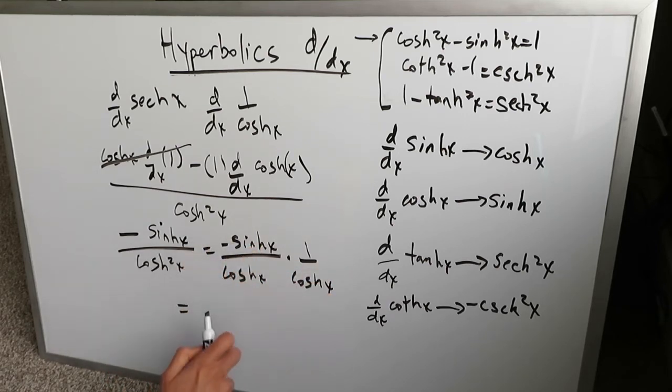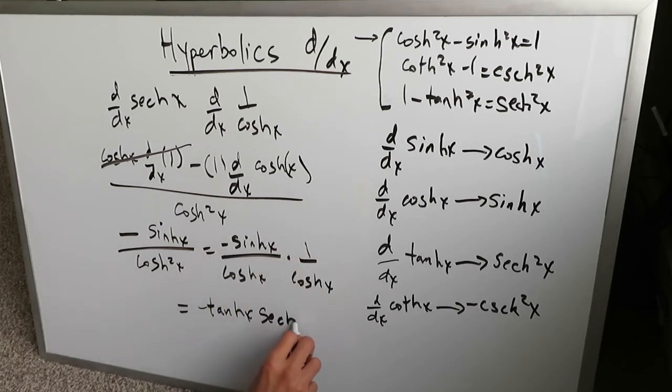Minus sine hx divided by cosine hx is a minus tan hx, and 1 over cosine hx is just a secant hx. Now look over here, here's your final answer. The derivative of hyperbolic secant function is minus hyperbolic tan function times hyperbolic secant function. It's very close to the derivative of the secant trigonometric function. Remember, derivative of the secant was tan theta secant theta, or secant x tan x.